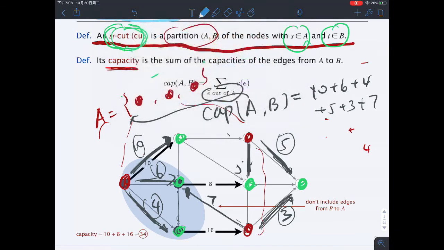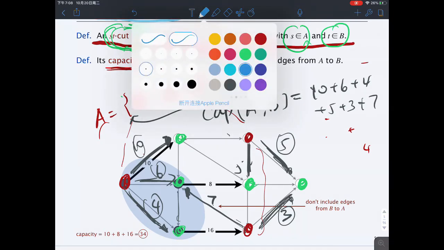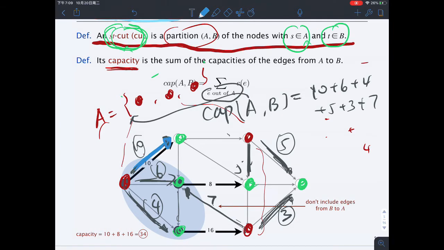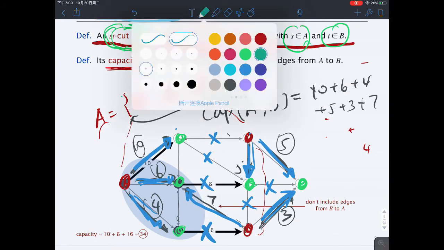So let me erase everything and highlight all the edges we want. Let me use a bolder font. This will be the first one we care about, the second one, the third one. If I look at this edge, it doesn't count. This is actually moving from B to A. This doesn't count. B to B doesn't count, and A to B again, so this counts. And this doesn't count. This counts, this counts. This doesn't count. This counts, this doesn't count.